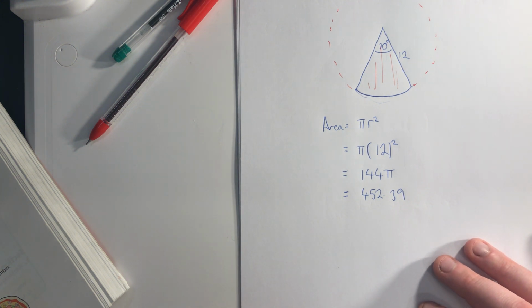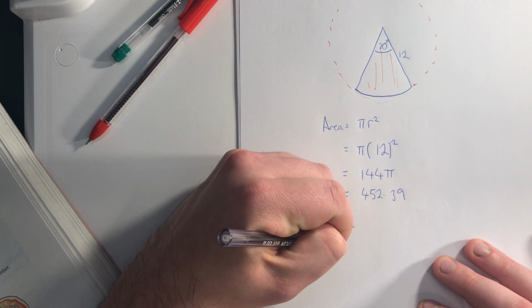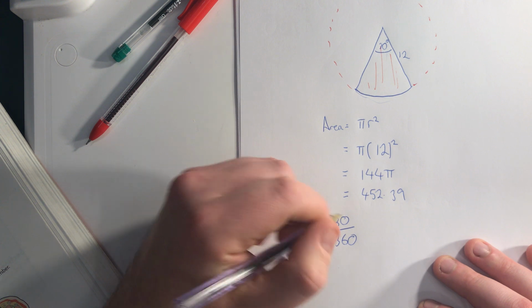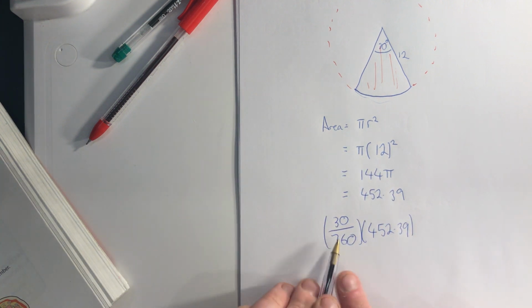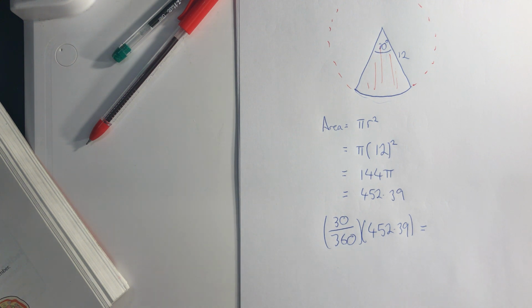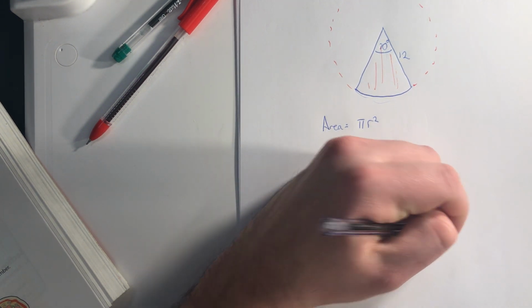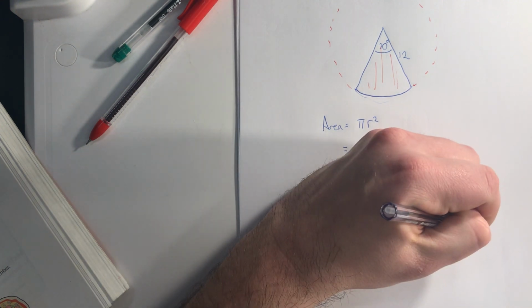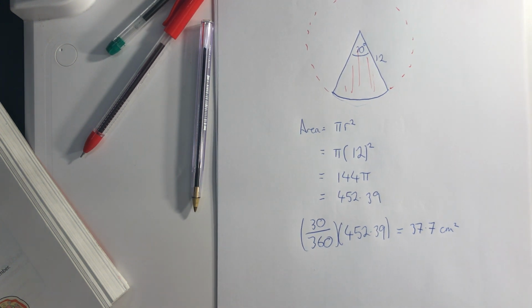So the area of that sector is 30 over 360. So it's that fraction of a full circle multiplied by the area of the full circle. So it's that fraction of the full amount, which is equal to 452.39 multiplied by 30 over 360, which is equal to 37.7, let's say. So it's 37.7, and that's going to be centimeters squared this time. Yep, so that's how we would tackle those questions when it comes to arcs and sectors.